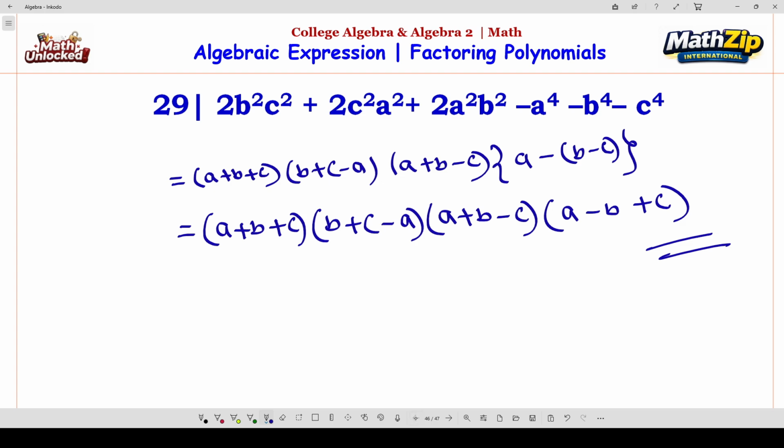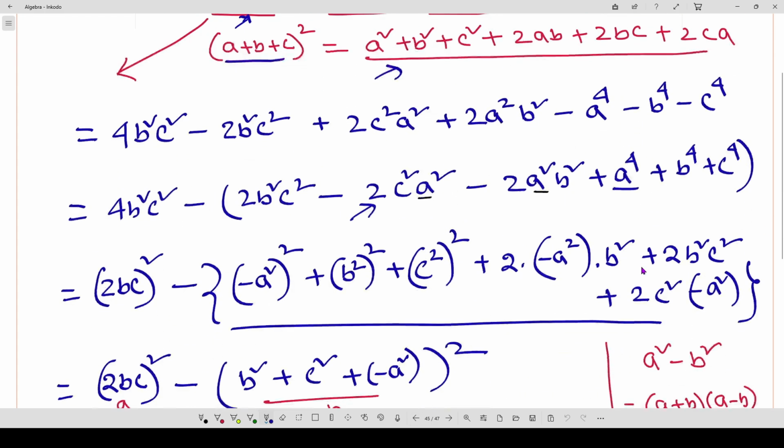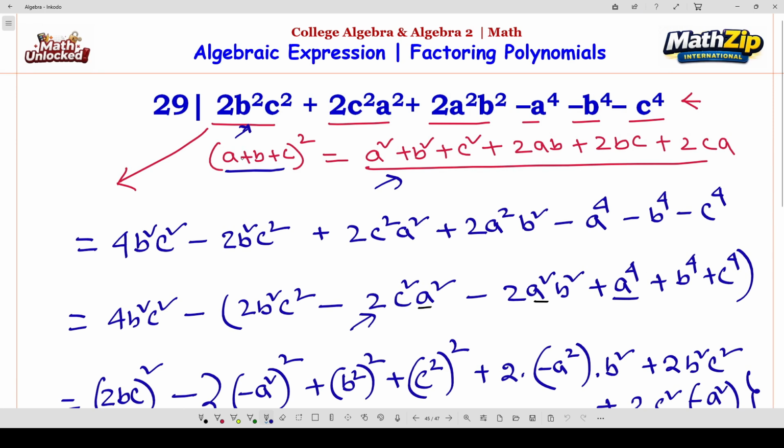So it's looking a little bit bigger, but it's a common rule like (a + b + c)², and also we are using a² − b², which means (a + b)(a − b). So by these two rules we are trying to solve this one.